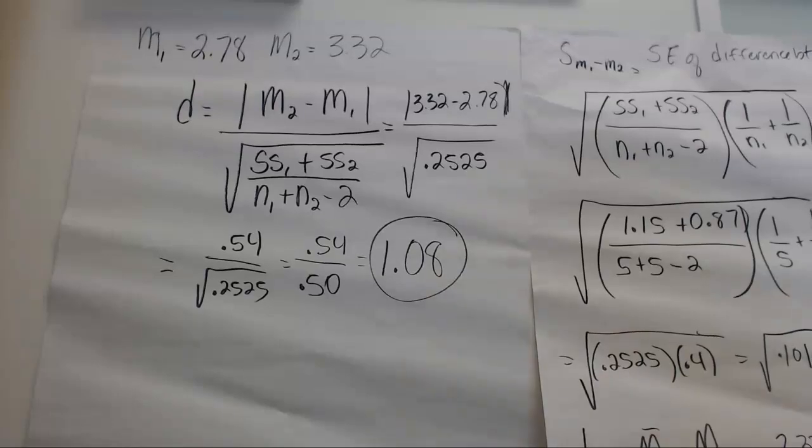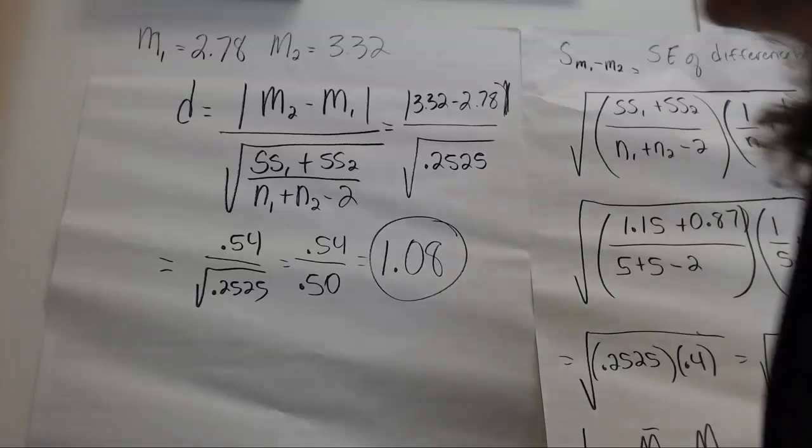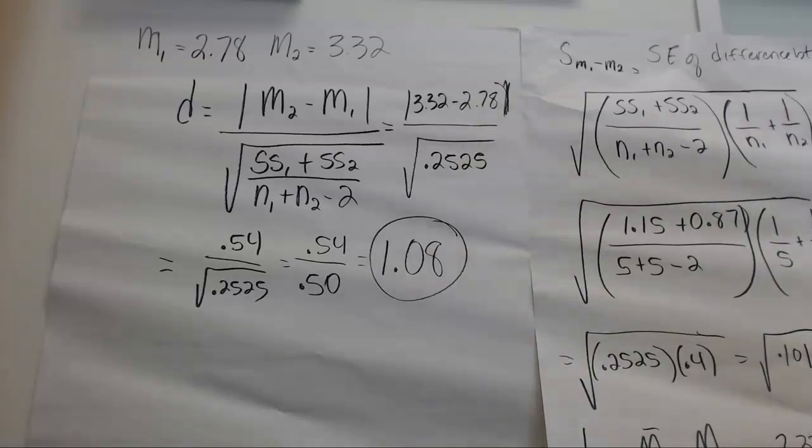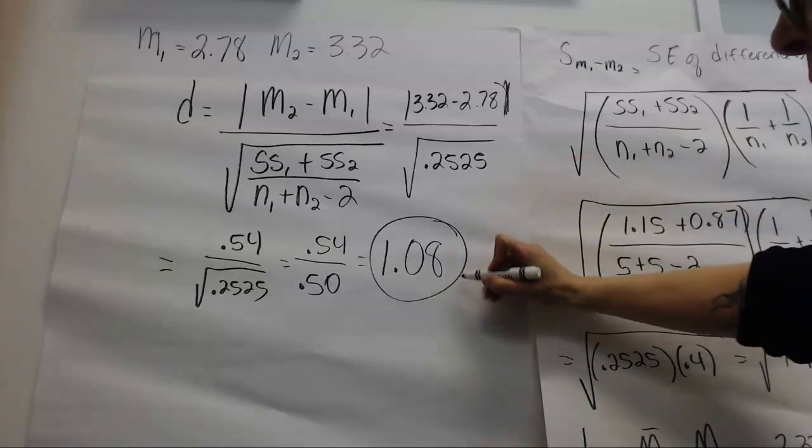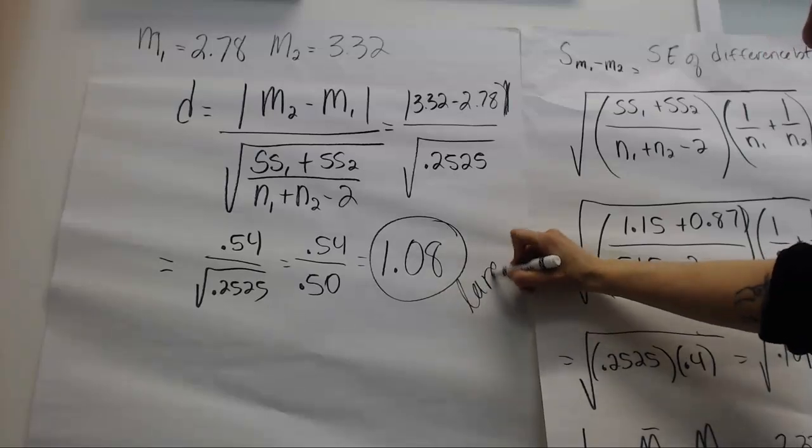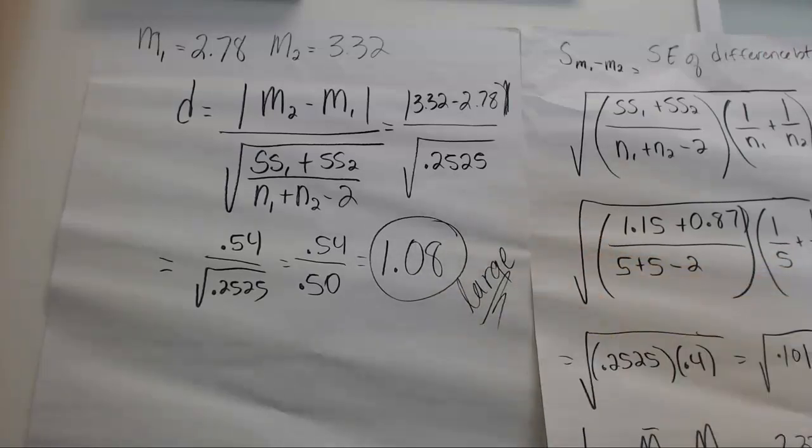1.08. Okay, so essentially what it's telling us is that even though the difference between those two group means is not statistically significantly different, they actually differ by more than a standard deviation. All right, and so we consider this, using Cohen's nomenclature, a large effect.